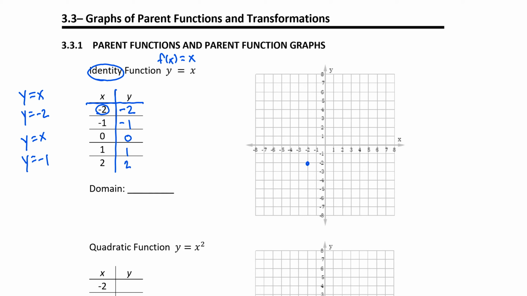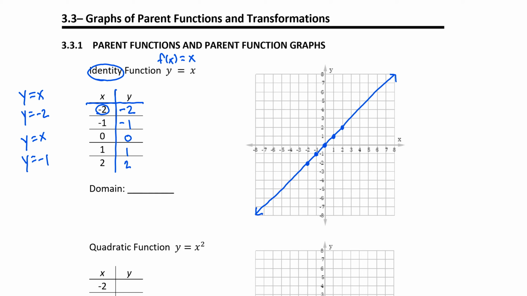-2, -2, -1, -1, 0, 0, 1, 1, and 2, 2. That's enough points to determine. It looks like we have a straight line. So very carefully, I'm going to connect the dots. If you have a ruler, use a ruler. And this is our most basic linear function. It's called the identity function.